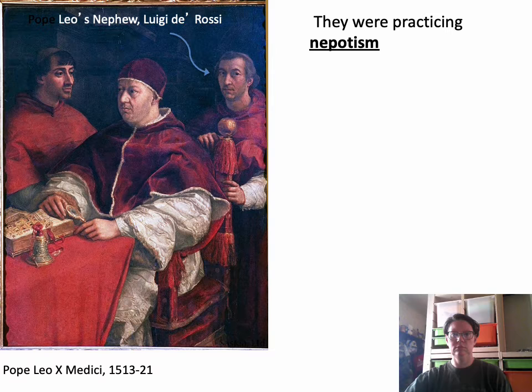The other thing they were doing that was really upsetting Martin Luther is that they were practicing nepotism. Nepotism is the practice of hiring a family member for a job that they don't necessarily have the qualifications to work. So they were appointing family members in royal positions and in religious positions. The person that you see standing behind Leo is Leo's nephew, Luigi de Rossi.